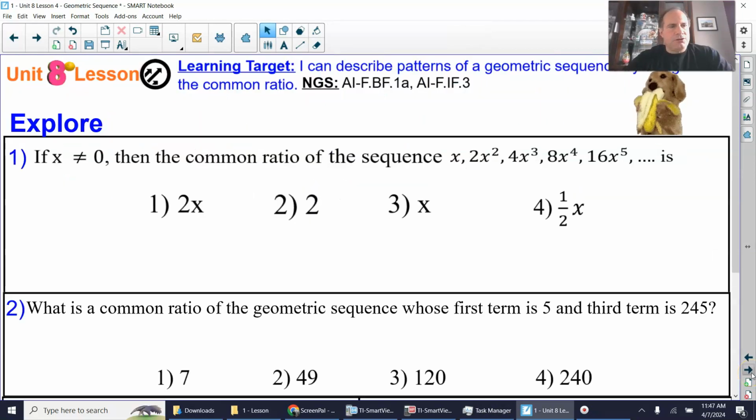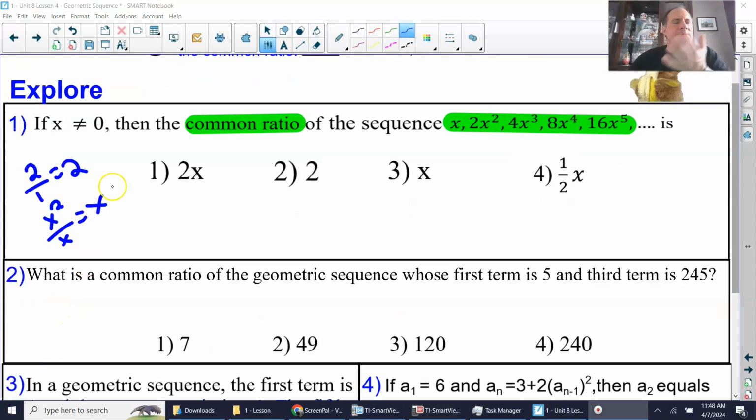So going on to the explore, again, find the common ratio of the sequence and then go ahead and see if you can get those answers. Move on to number 2. Try the first 2 on your own, and come back after you press pause and try the problems now.